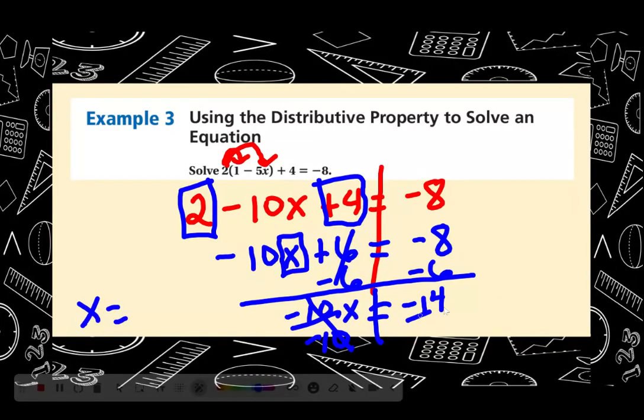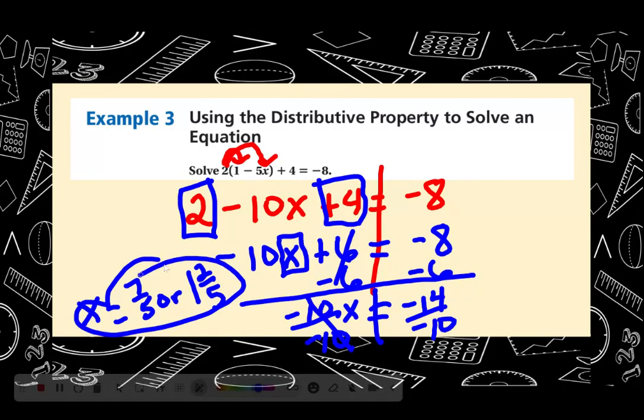Over here, I'm running out of room. What you do on one side, you do to the other. So negative 14 divided by negative 10 is positive 7/5. We simplify it. Or we can say it's 1 2/5. Great job.